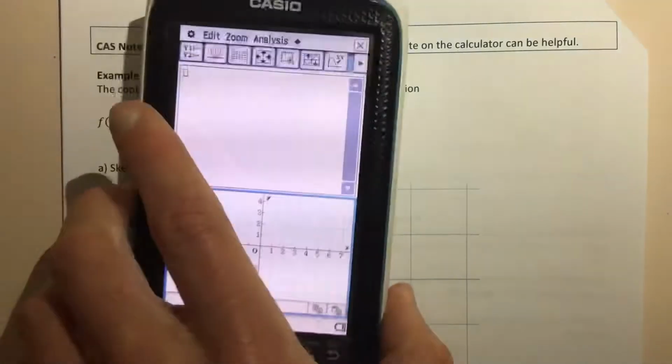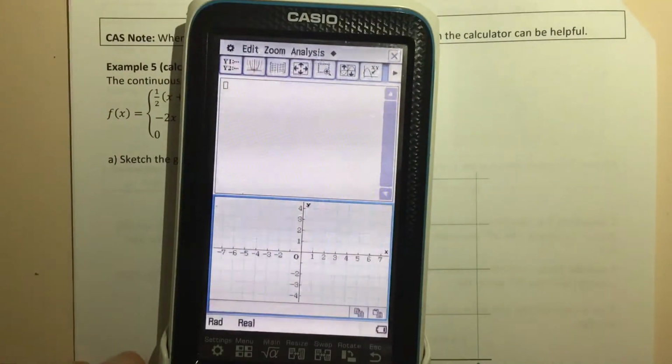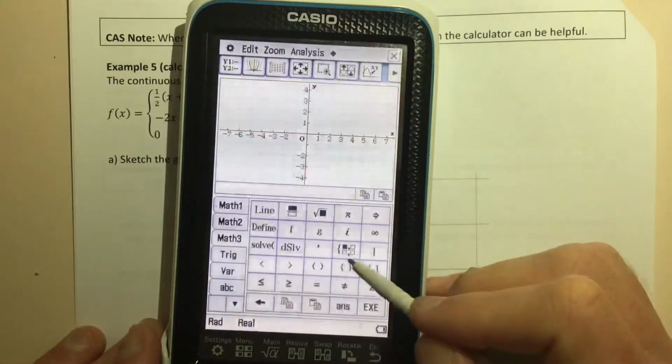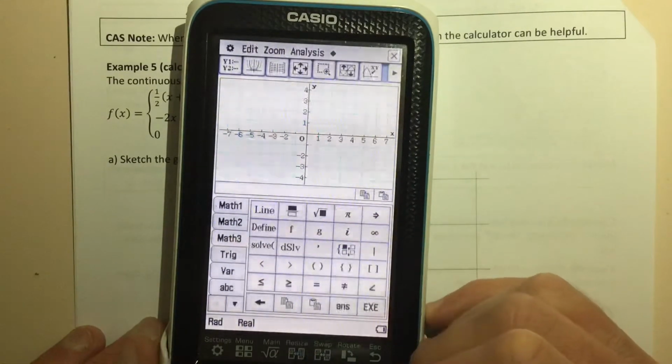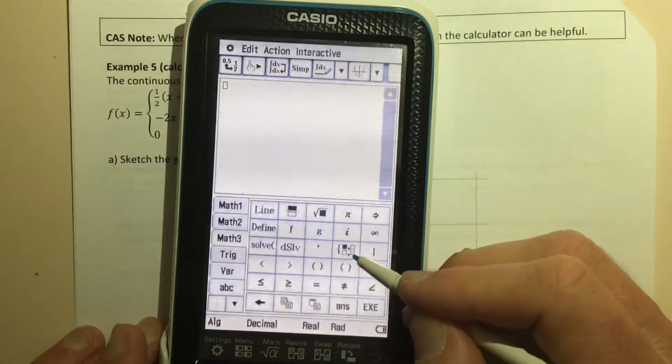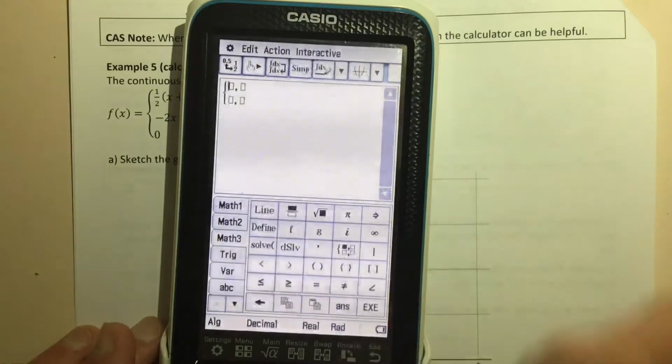Now, if you haven't used the hybrid function before, you bring up your keyboard, and it's down here in Math 3. And this is the button. Oh, it's no good. I don't want the graph up top. I want my main screen back. Swap. Thank you. This is the button here that brings up the hybrid function template.